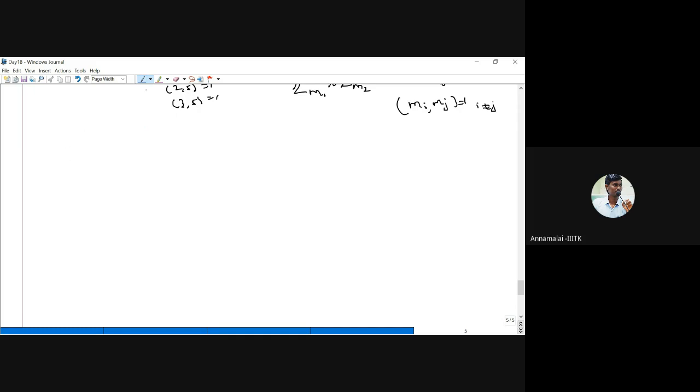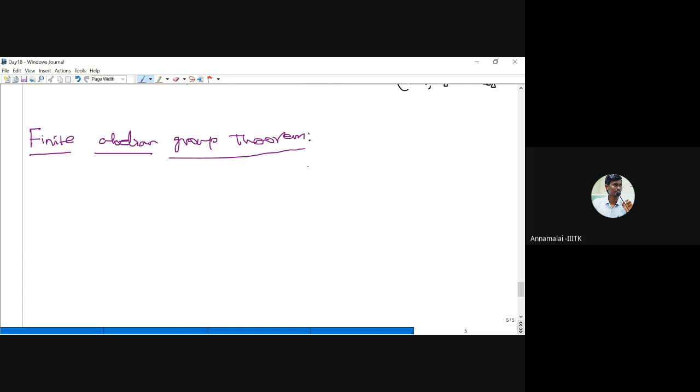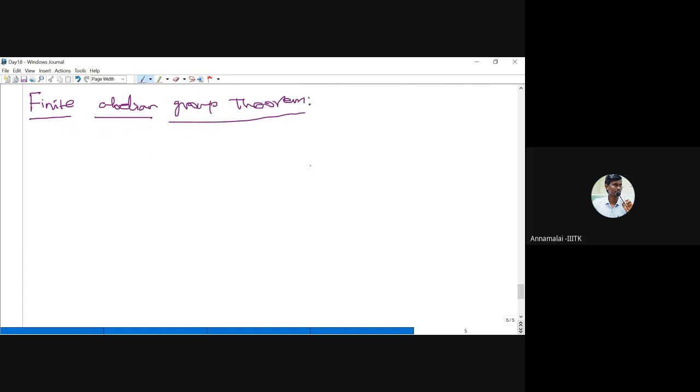The next important theorem is the fundamental theorem of finite abelian groups. It's a very important theorem. What does the theorem say? If you take any finite abelian group, we can write it as a direct product of cyclic groups.